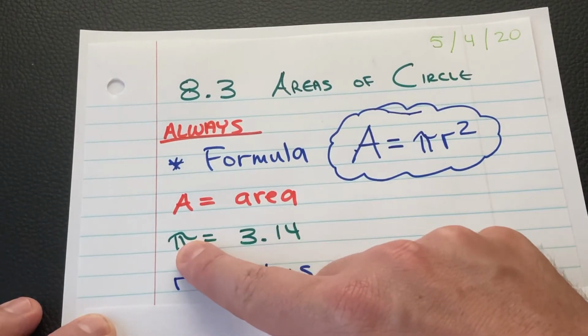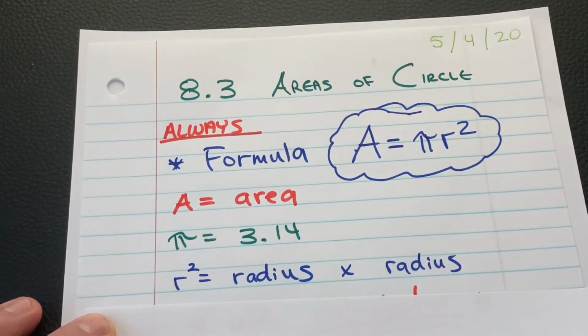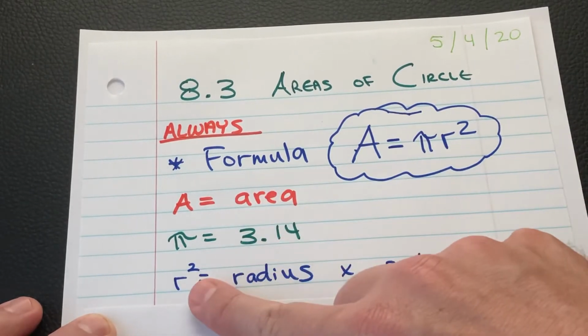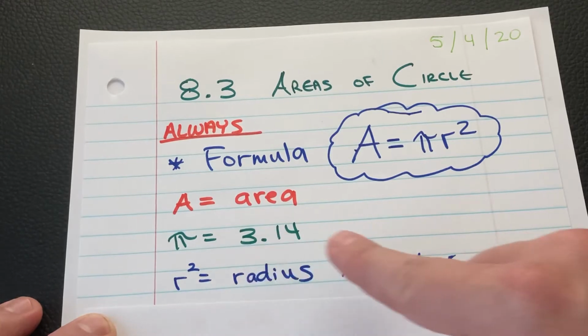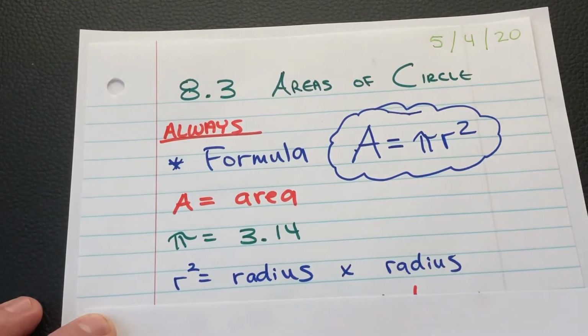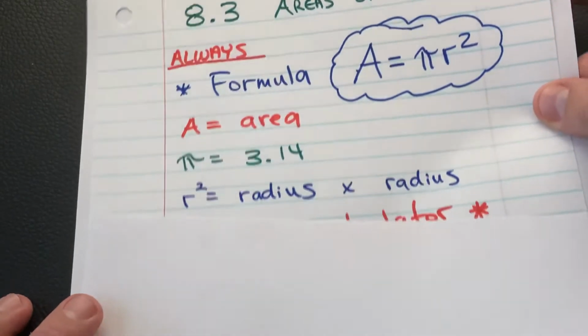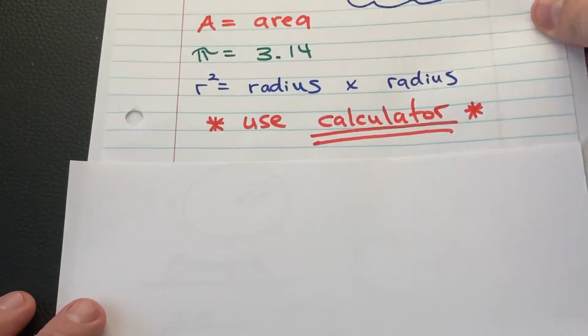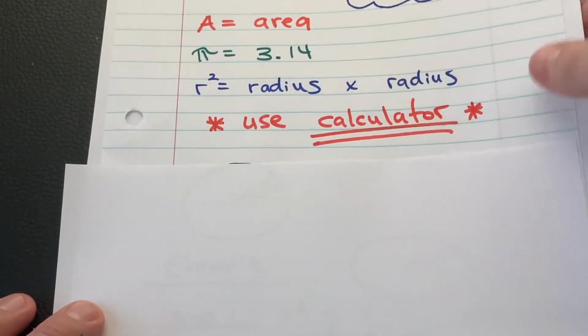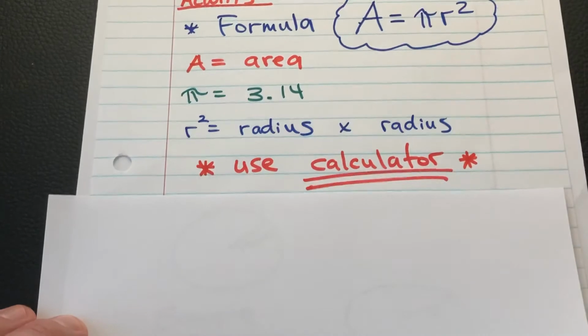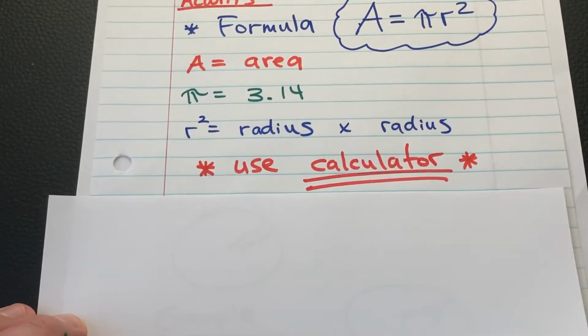This symbol is pi, 3.14. R is radius, times itself. Radius times radius. Let's look at what it looks like in real speed. Lastly, use a calculator, on your phone, on your computer, on your tablet, or a regular calculator. I use it, and I'm proud of it. Just use your calculator for this.